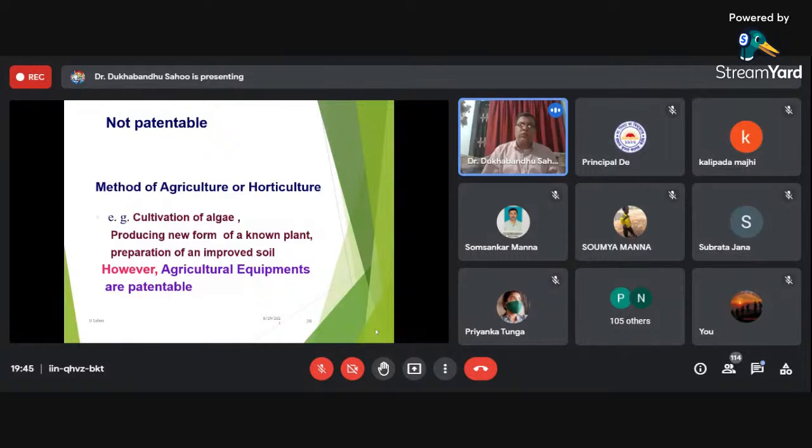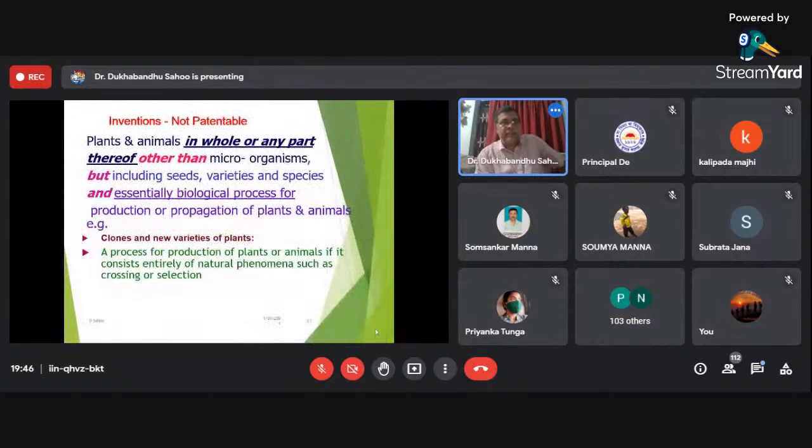Method of agriculture or horticulture. Remember, the agricultural equipment which you create can actually be patented. New agricultural equipment, like weeding machines, these things in India can be patented. But let's say you produce a particular product with a particular process, and you say, this is my process, others cannot follow it. That is not patentable.